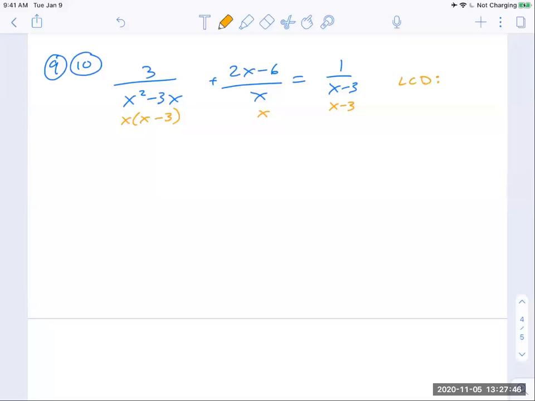What do they have in common? X minus 3 and x minus 3. What else? X and x. That's it. I covered everything in my denominator. I'm good, right?